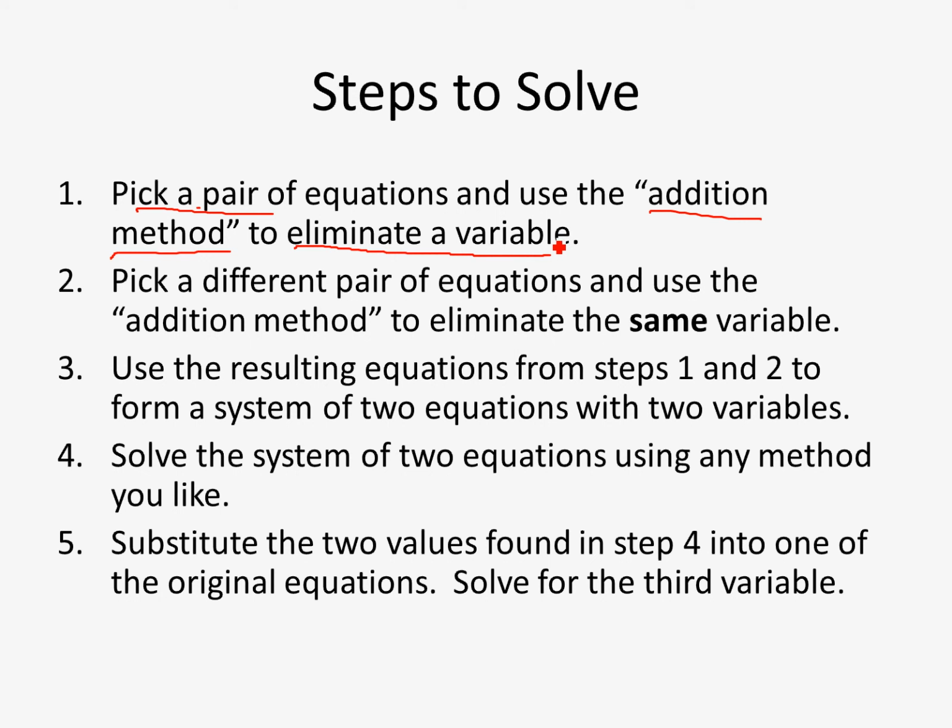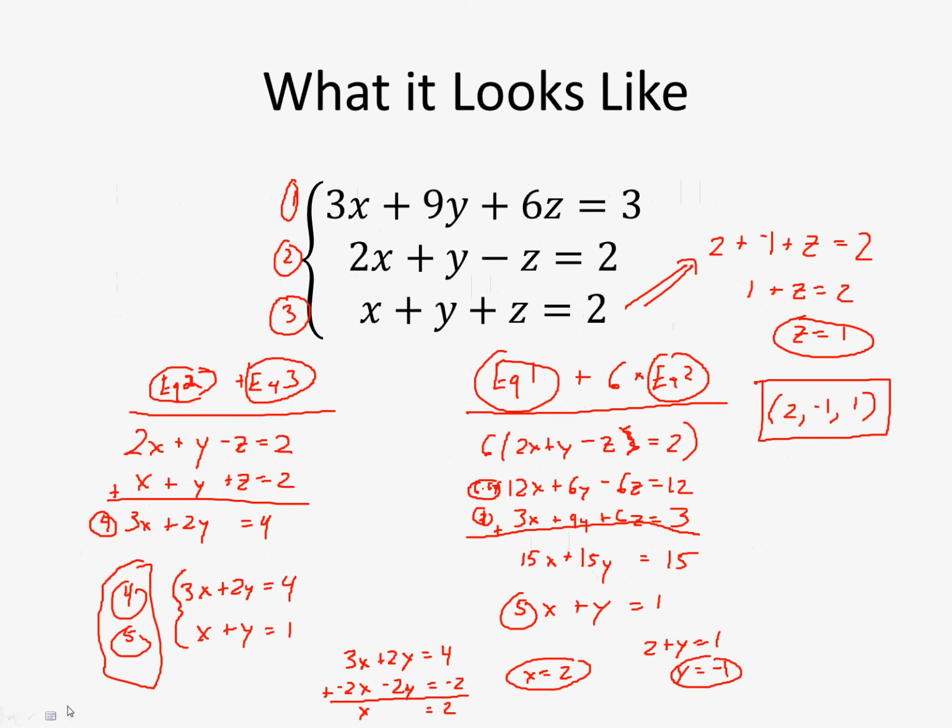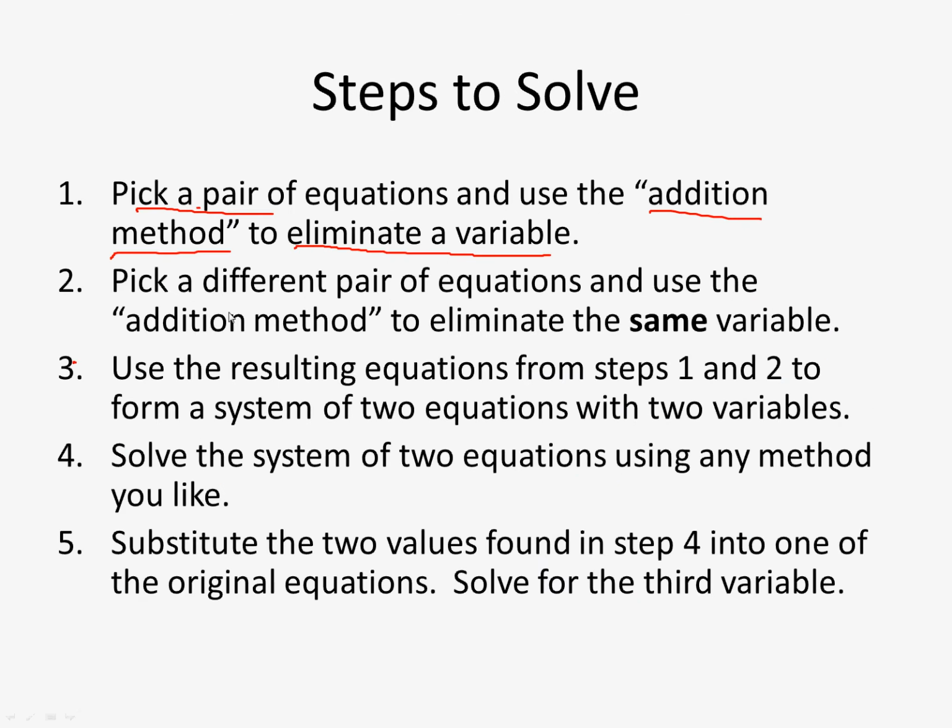So like in that last example, if we look back, I first picked equation 2 and equation 3. Okay, and I wanted to eliminate z. So that means all I had to do was add them, and then those were able to eliminate. And so I got a new equation. Then proceeding forwards, what we had to do is pick a different pair of equations and then use the addition method to eliminate the same variable.